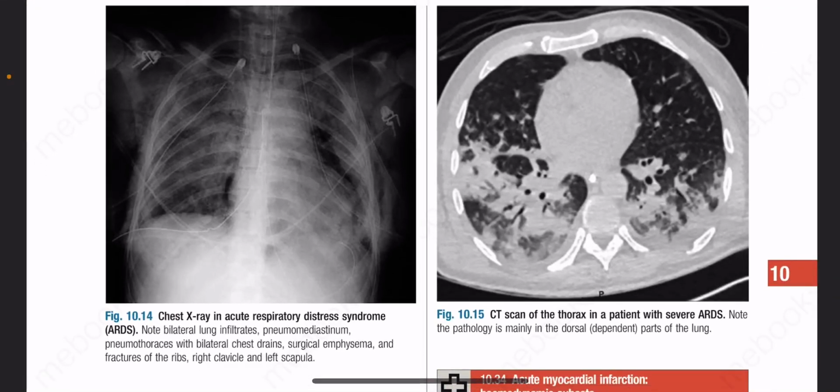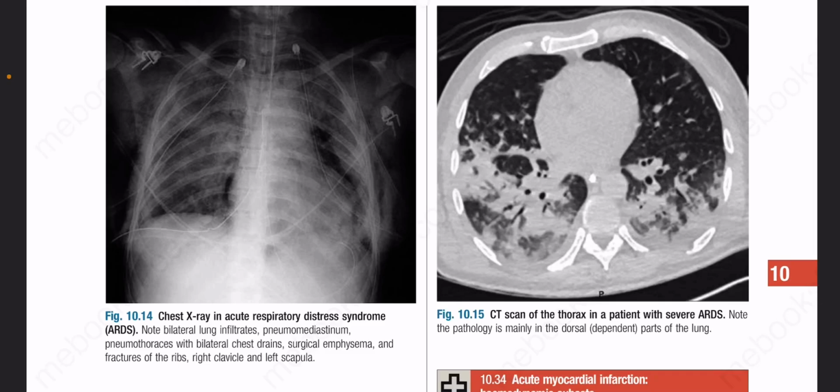Here figure 10.14 shows a chest X-ray in acute respiratory distress syndrome. Here, bilateral lung infiltrates, pneumomediastinum, pneumothorax with bilateral chest drains, surgical emphysema and fractures of the ribs, right clavicle and left scapula.